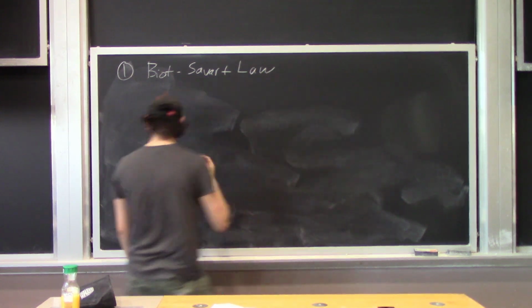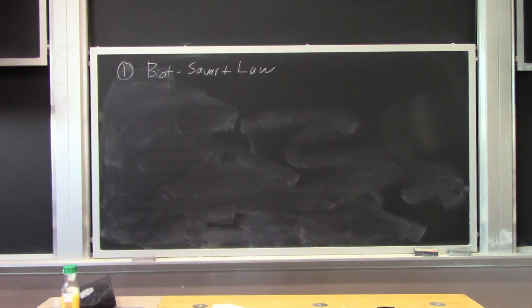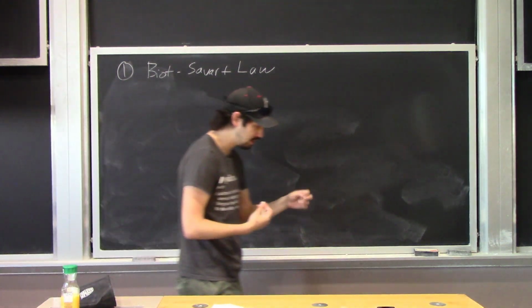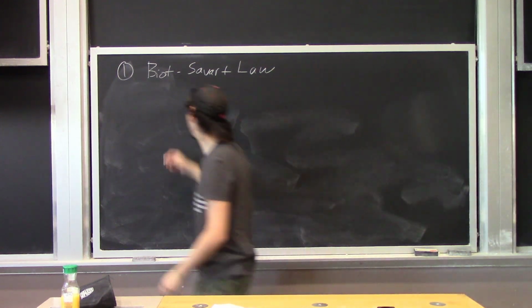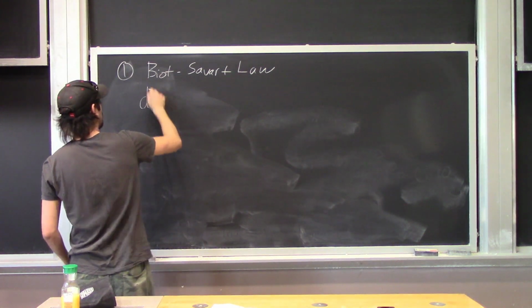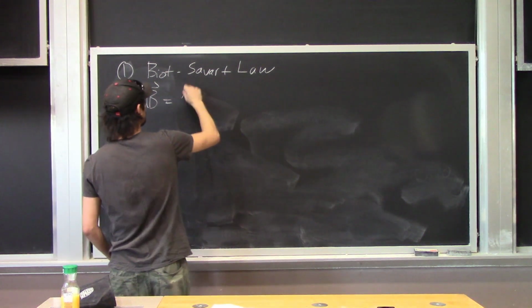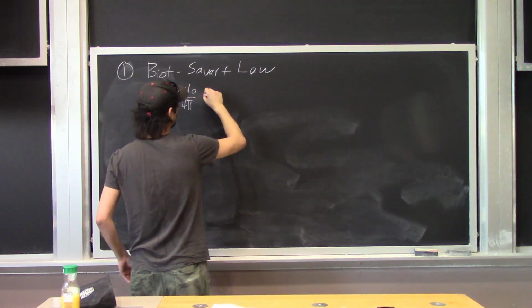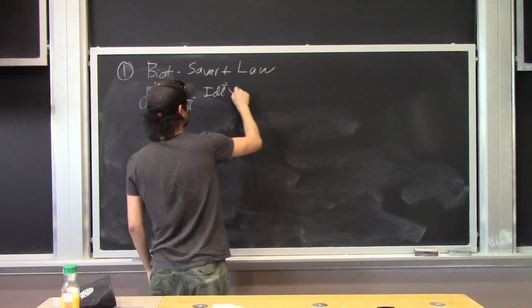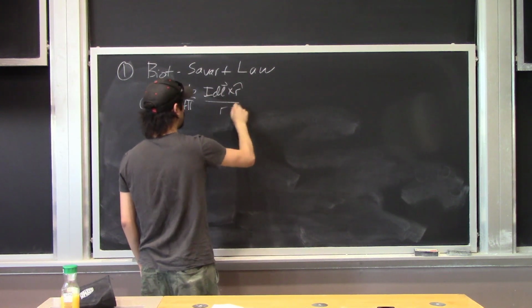And so what the Biot-Savart Law allowed us to do was to calculate the magnetic field from some infinitesimal line element of current. The Biot-Savart Law says that the infinitesimal magnetic field is equal to mu naught divided by 4 pi times I dl cross r hat divided by r squared.